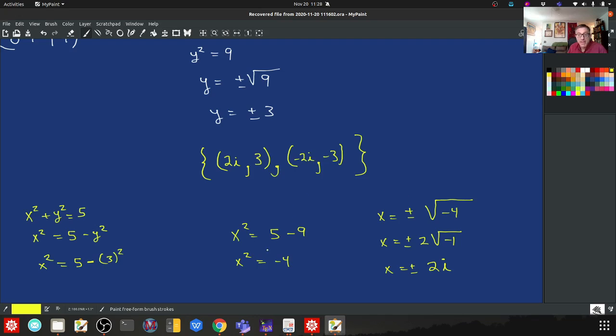I'm going to have more than that, so think about it. I have 2 solutions for x and 2 solutions for y. So I'm going to have a total of 4 solutions. So 2i and minus 3, and then minus 2i and 3.